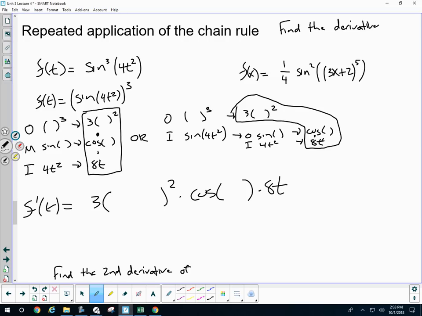It's a little trickier figuring out what goes in the blanks, but it's all about what starts in that derivative. So what started in the cubed, it was all the sine 4t squared. What started in the sine, the 4t squared. And see if you guys can tackle the one on the right.